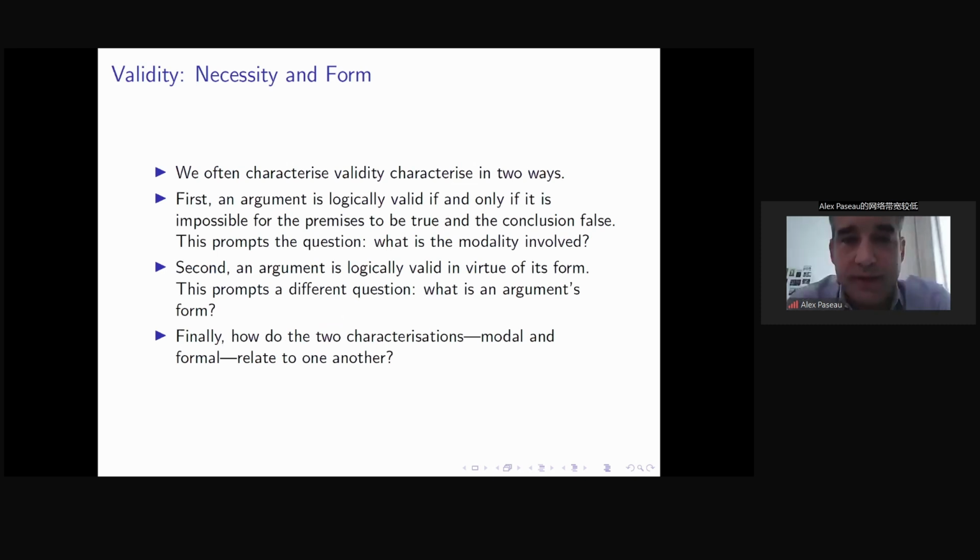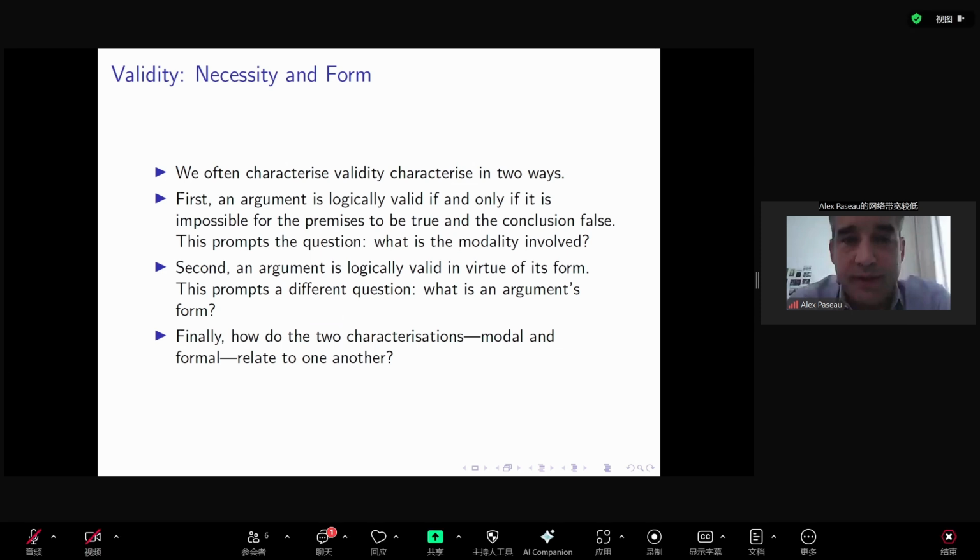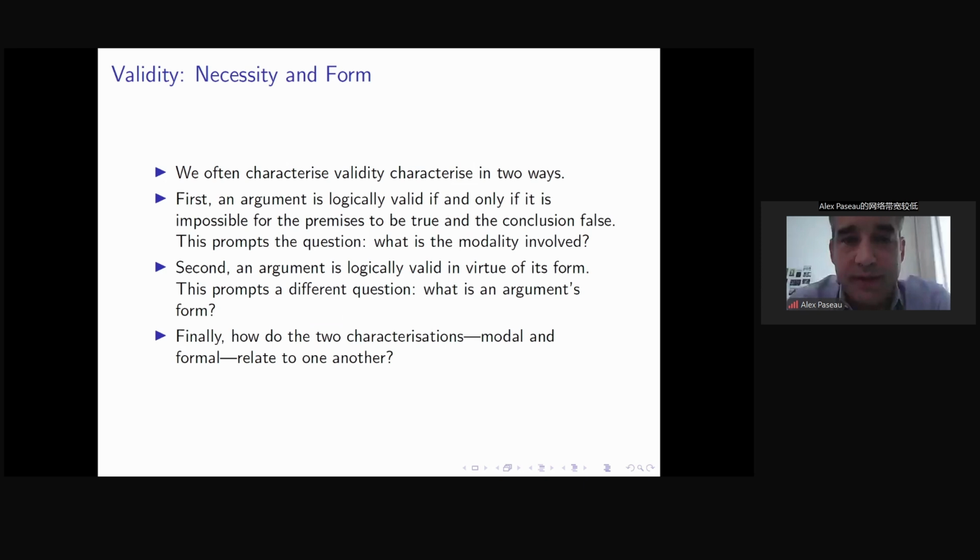So let's start thinking about validity, a valid argument in natural language. When I say natural language, that doesn't have to be everyday speech, although it can be. I'm thinking also about more technical areas of natural language, such as mathematics or science or the law. We think of validity in two ways. When we start teaching students what the notion of validity is, we typically tend to say one of two things, or maybe both. We give a modal characterization: an argument is logically valid if and only if it's impossible for the premises to be true and the conclusion false.